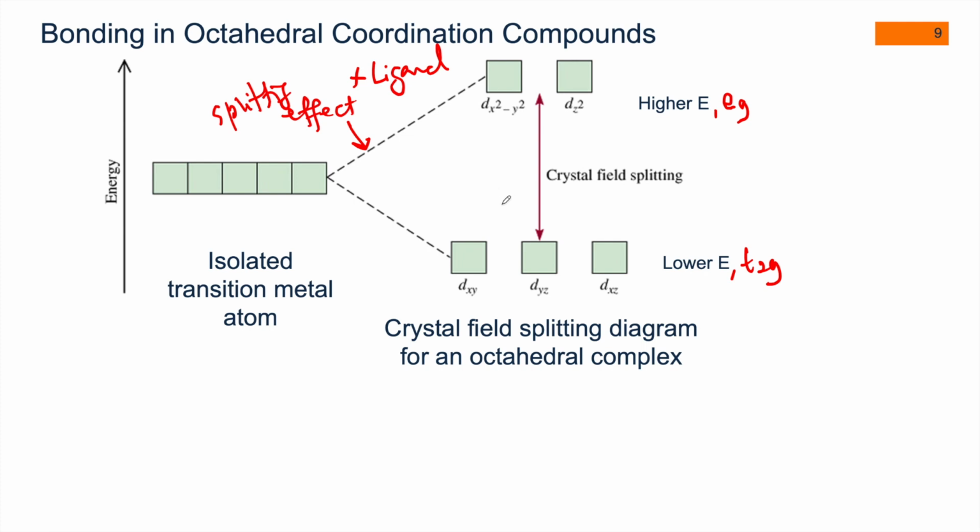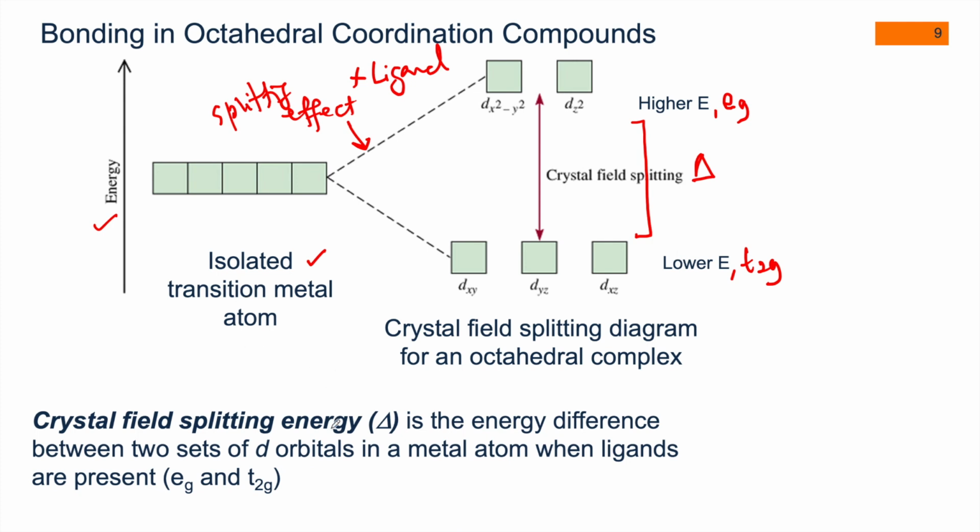When you are requested to draw a CFSE diagram, you need to have this. First thing, you need to have energy, and then you need to show the isolated transition metal atoms, and also the splitting of this energy. And then last but not least, you need to show the delta. This delta, or the crystal field splitting energy, is the energy difference between two sets of the d orbitals in the metal atom when ligands are present. So here you need to show the energy difference between the T2g and also the Eg.